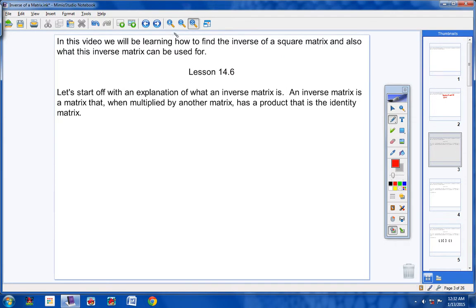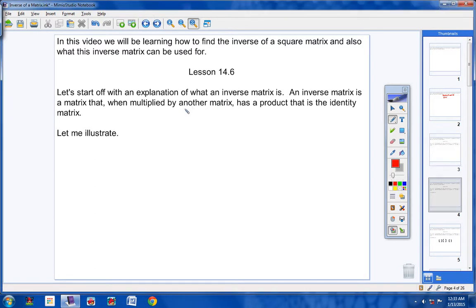Now, let's start off with an explanation of what an inverse matrix is. An inverse matrix is a matrix that, when multiplied by another matrix, has a product that is the identity matrix. Okay? You might want to copy that down. I'm going to read this again. An inverse matrix is a matrix that, when multiplied by another matrix, has a product that is the identity matrix. Okay?